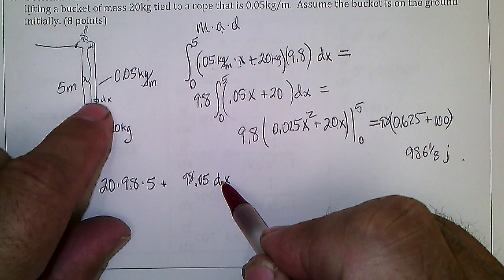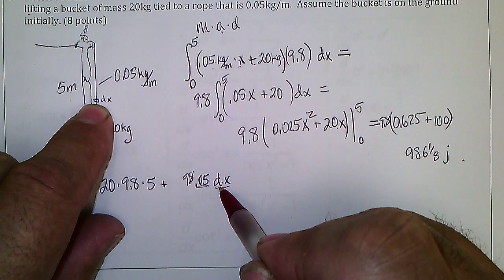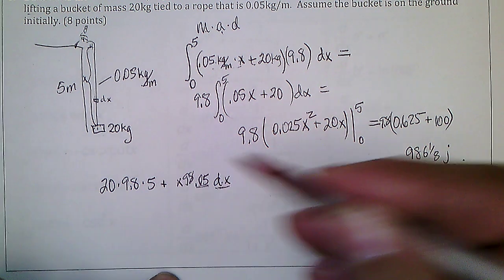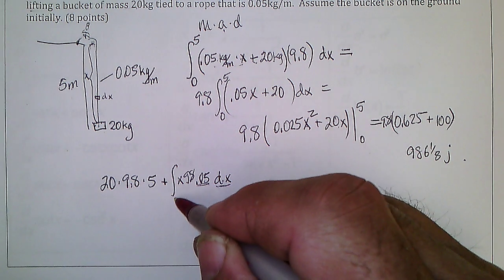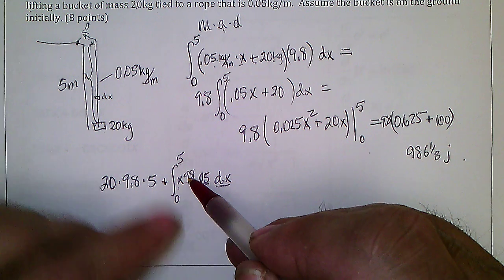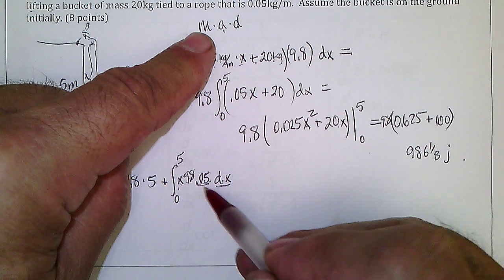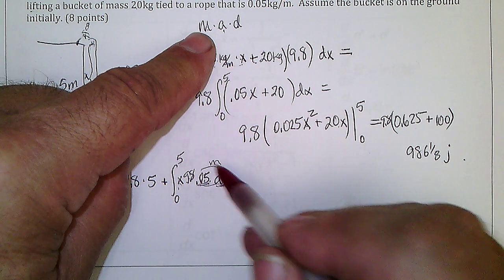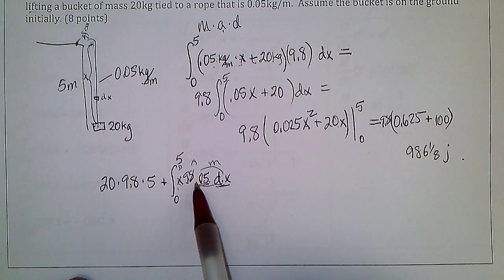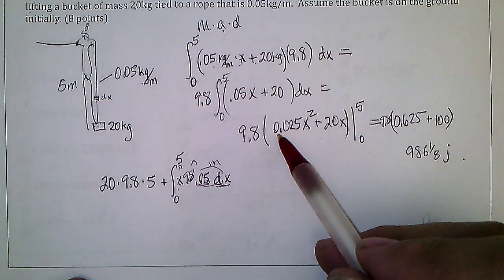So the small mass times that's short, the density times a short length times 9.8 gravity, lifting it x, and integrating that from 0 to 5. And the x is the distance. Acceleration, that's the a, x is the d, and the mass is 0.05 times dx. M, a, and d. And if you look at that, we integrate, we got the 9.8, 0.05 integrate times x integrated would be that.